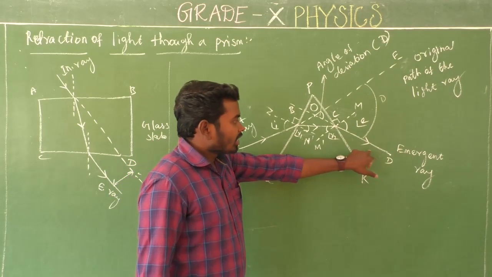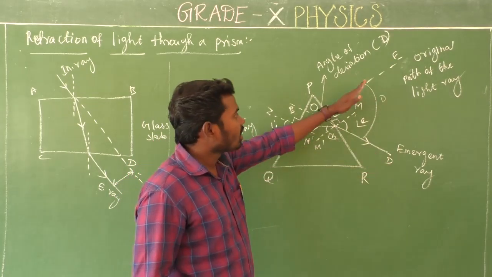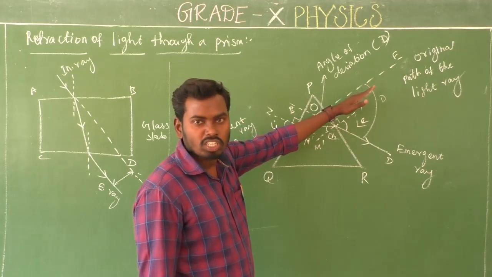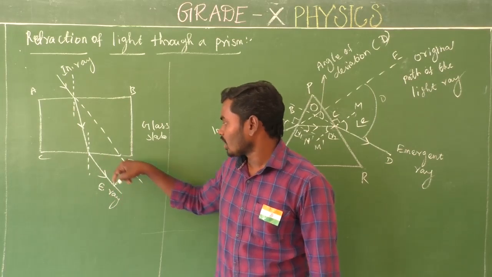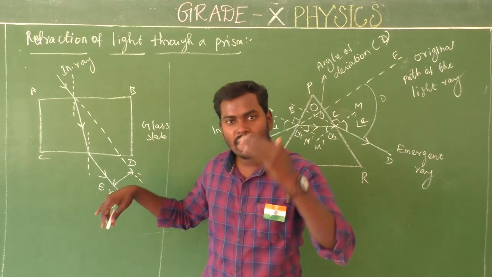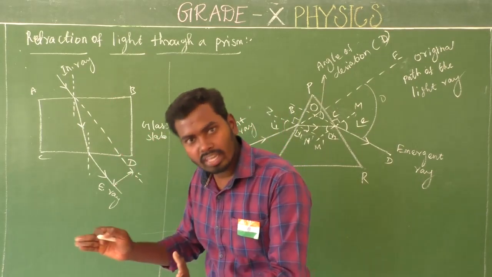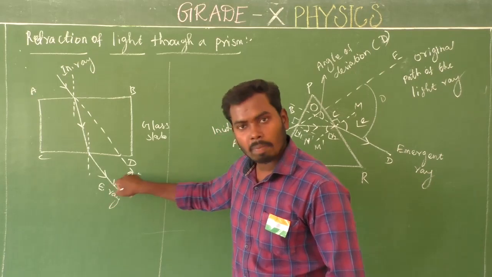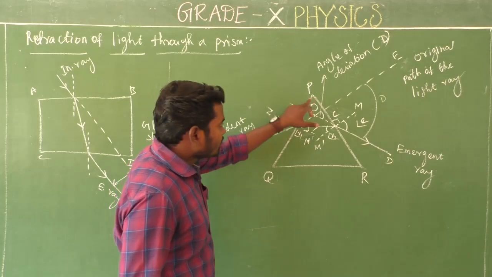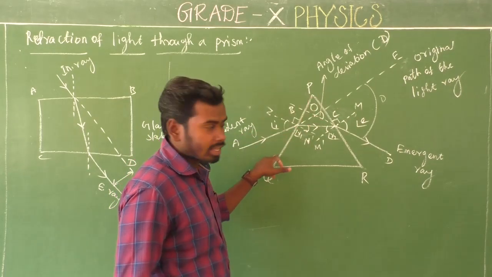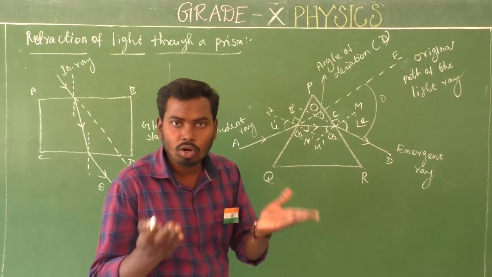So here the emergent ray is not parallel to the original path of a light ray. But here the emergent ray and the original path of light ray both are parallel to each other. Why? Because here the refracting surfaces are parallel to each other, due to which the emergent ray is parallel to the original path of light, which means the incident ray. But here, this refracting surface and this refracting surface are not parallel to each other.